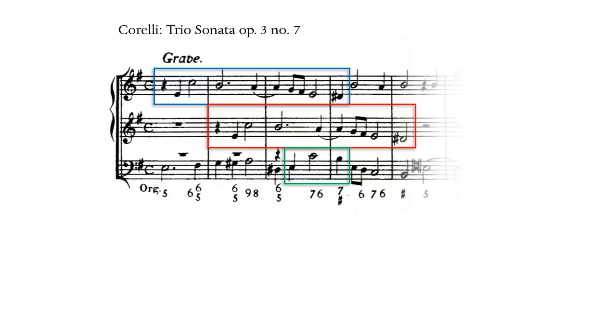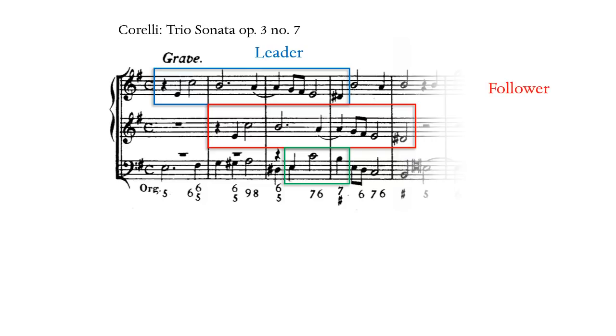This trio sonata by Arcangelo Corelli begins with a very nice example of musical imitation. The first violin presents a melodic theme, outlined in the blue box. This voice is called the leader. The second violin then retraces the same melodic material, but exactly one measure later. This voice is called the follower.